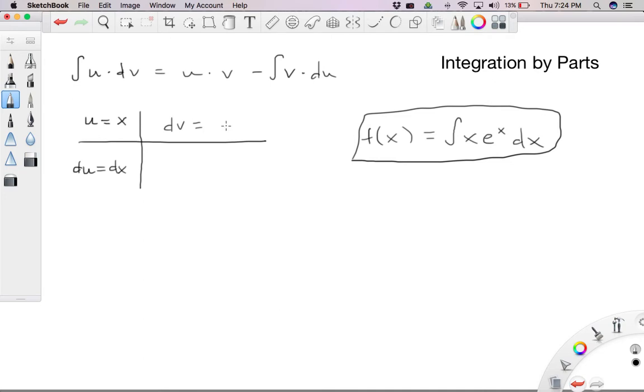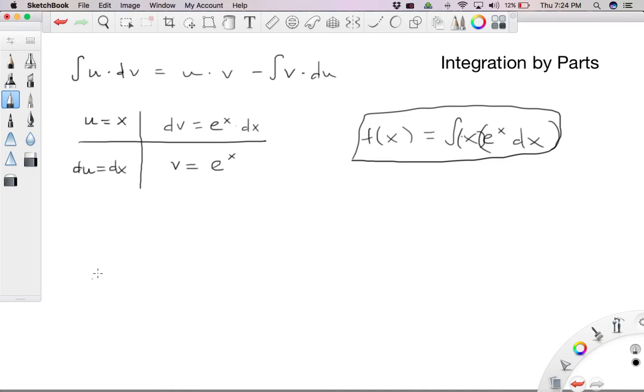And I'm going to choose dv to be, so x has kind of been accounted for, and I'm going to make dv the remaining part of this integral here. So that's going to be e to the x times dx. And if we integrate dv, like we're working backwards, right? The function v, who has a derivative of dv, is going to just be e to the x. So this is kind of a special case because e to the x is its own derivative, and I'll do another example in a moment.